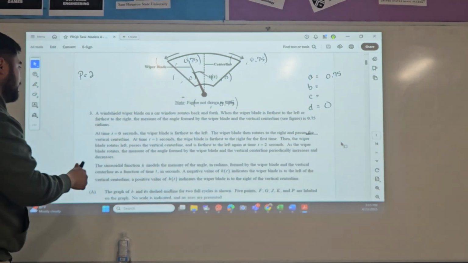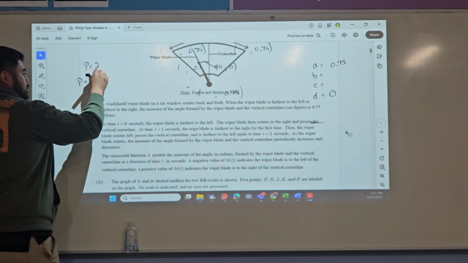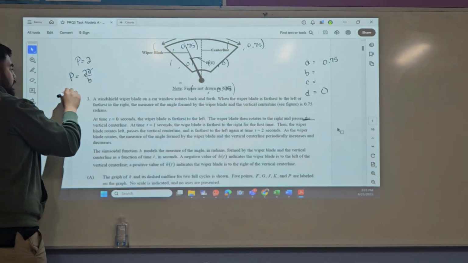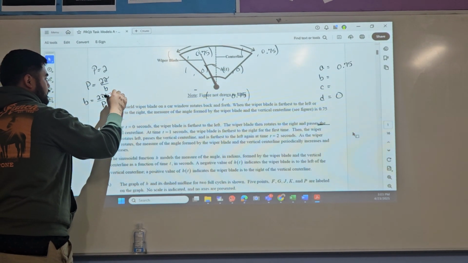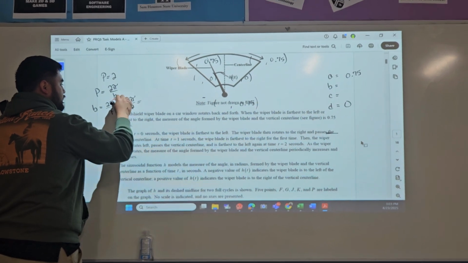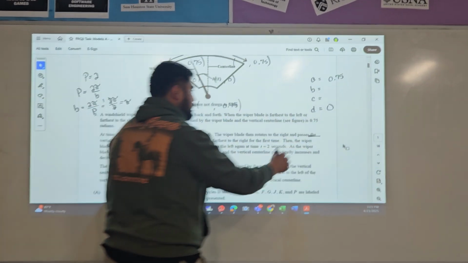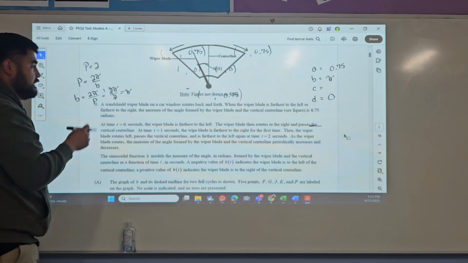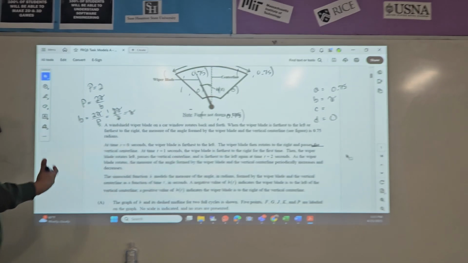So if I try to solve for B, the equation that I have to use is period equals 2 pi over B. So B equals 2 pi over the period, and the period we said was, well, 2. I just plug it in. If I simplify this, it becomes 1, and I'm just left with pi. So this right here would just be pi. But what about Z, the phase shift? Before I do that, I need to find the x values.